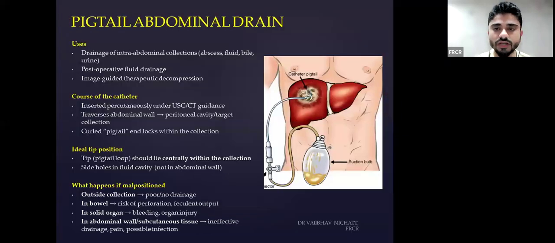Now coming to the last part, the pigtail or abdominal drain. The abdominal drain pigtail catheter is usually put in cases of intra-abdominal collection, such as liver abscess or abscess in the rest of the abdomen. If there is any fluid they want to drain, or any collection of bile or urine, it is also put in post-operative fluid drainages. It is done under image guidance, usually CT guided or ultrasound guided, for therapeutic decompression.